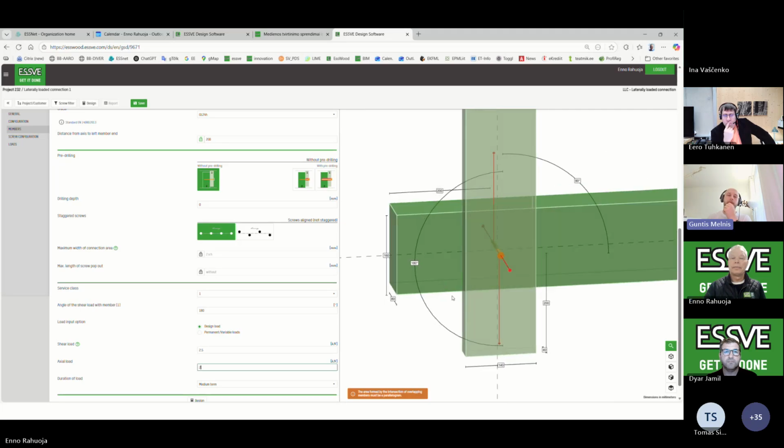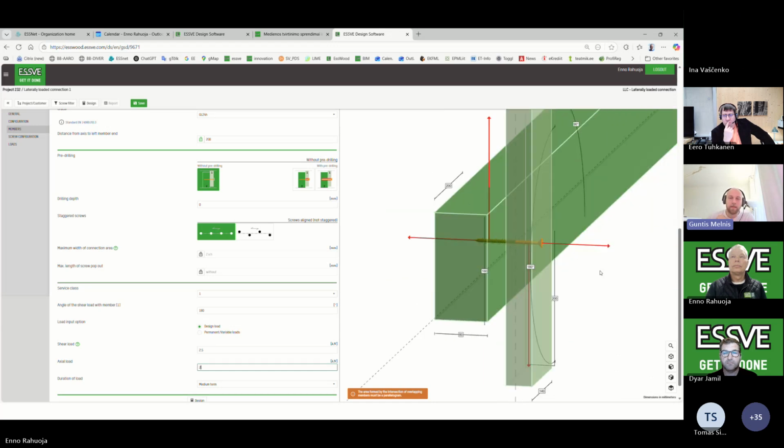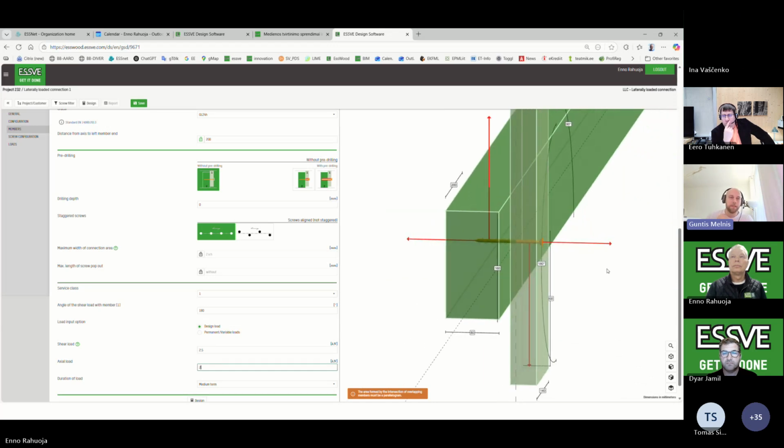Yeah, but basically what I meant is that if we have an image like this, can I apply the load vertically and horizontally and in the axial direction, or is it just one shear load that needs to be applied at an angle? It's just one shear load. Okay, thank you.